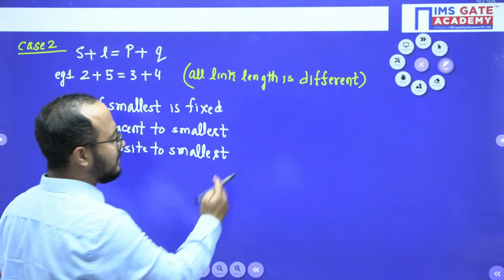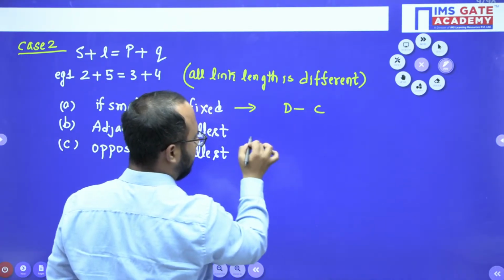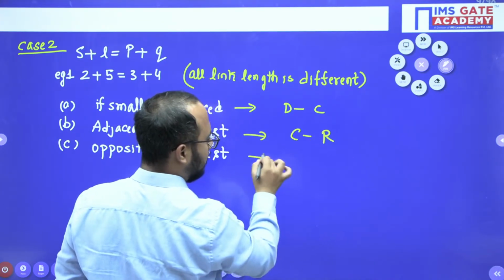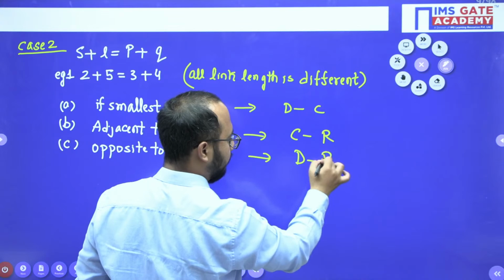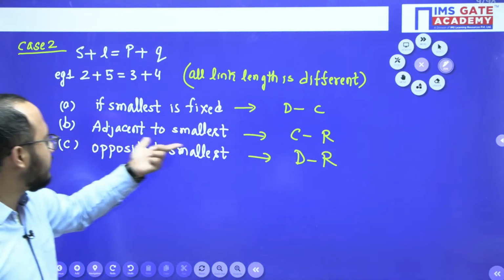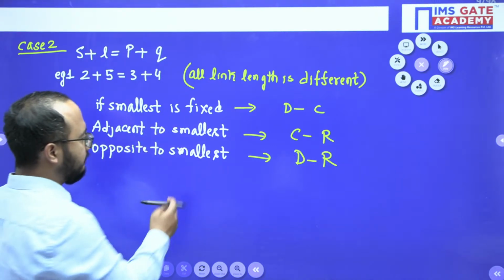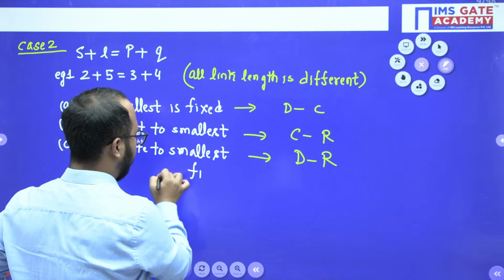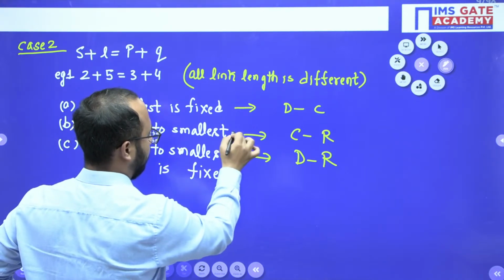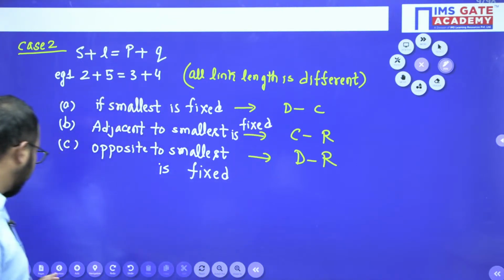Now the result will be the same, right? Double crank, I'm just writing DC here, double crank. Here crank rocker, CR. Here you will observe double rocker. Adjacent to smallest fixed, opposite to smallest fixed, like that. Yes, fixed. Clear? Now I hope this case is clear, everyone.